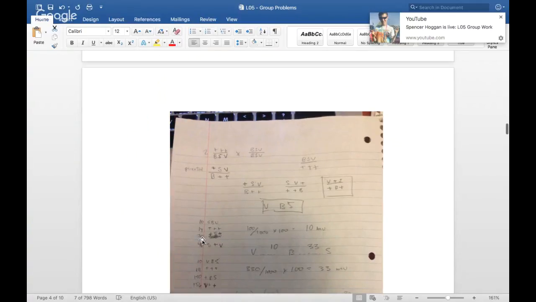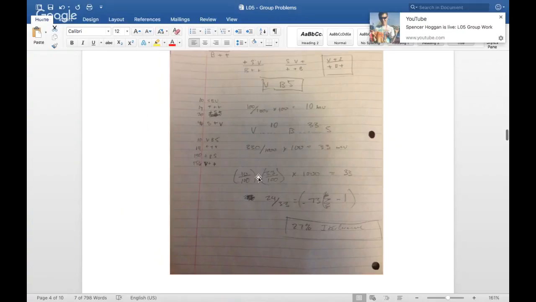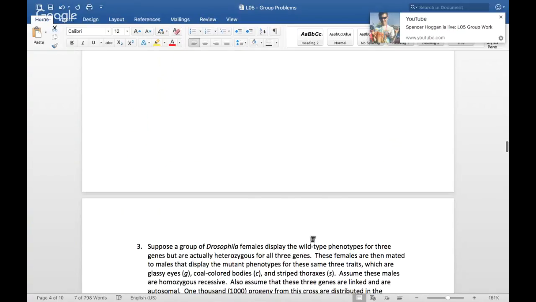Same thing again. It's the larger numbers, but not the parental numbers. You end up with 330 divided by 1,000, 33 map units. And then, so here's the order VBS. We have 10 map units in between V and B, and 33 map units between B and S. Then again, you take your map units divided by 100 times 1,000. You get 33. You'll take these two small numbers added together, divided by that 33, and then get your answer. Subtract it from 1, you're going to end up with 27% interference.